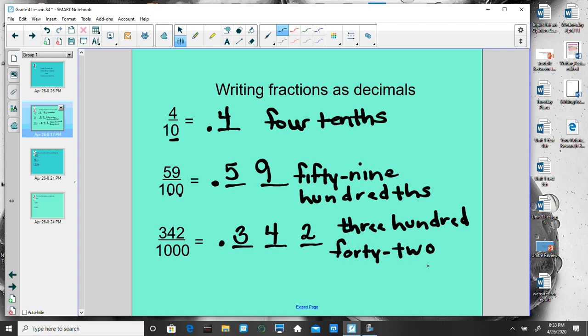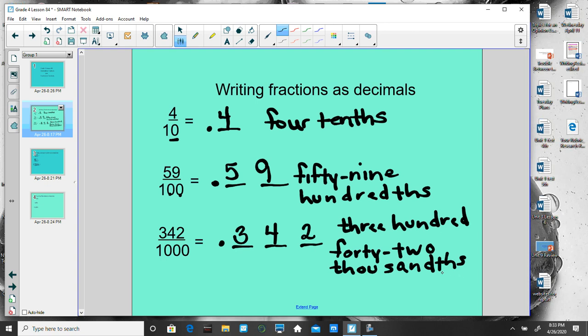342. Okay, 342 tenths, hundredths, thousandths. So our label is thousandths. It has a THS at the end of it. Now if you look at this, if we say it as a fraction, 4/10, it's the exact same thing as this and this. 59 hundredths. Every single one of these says the same thing going across. 342 thousandths.